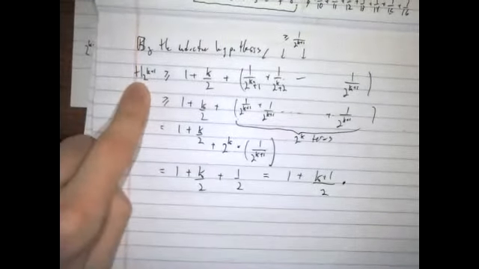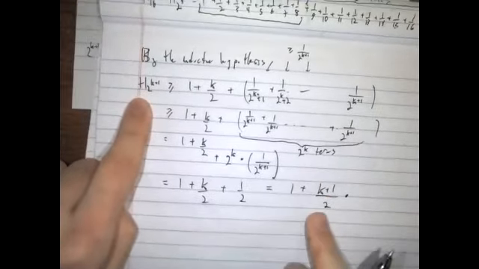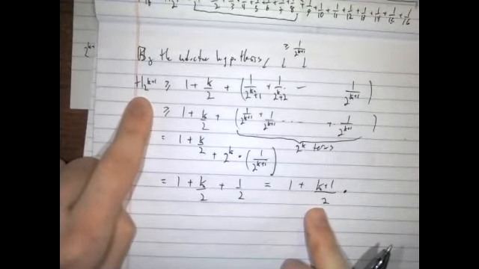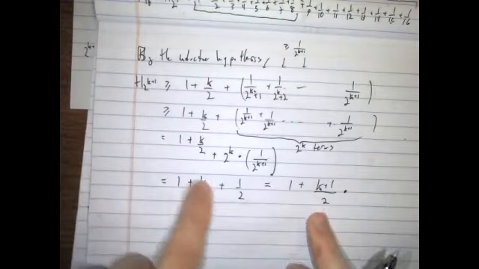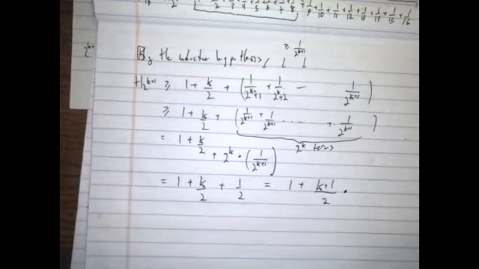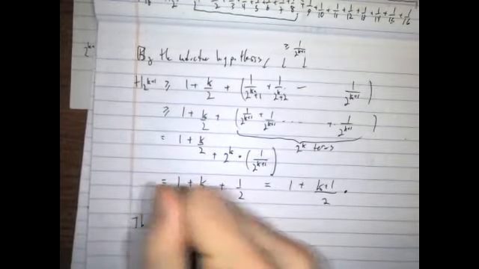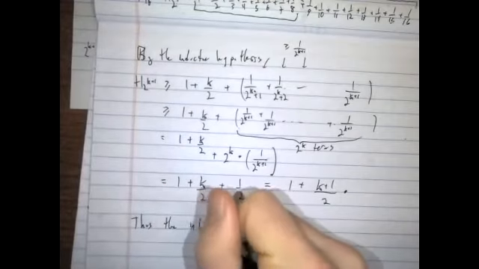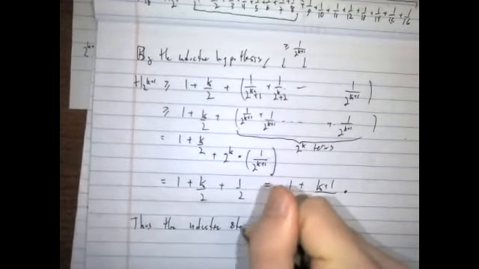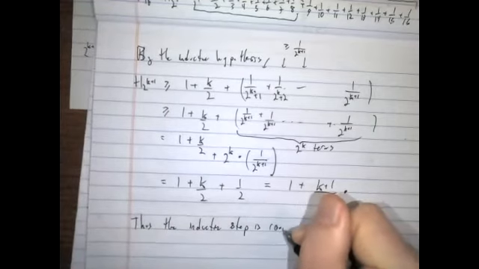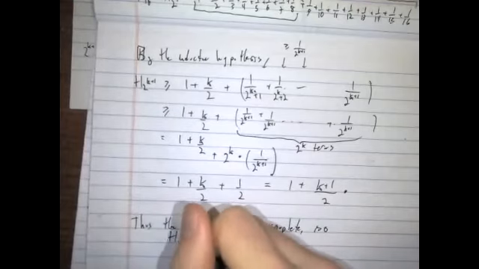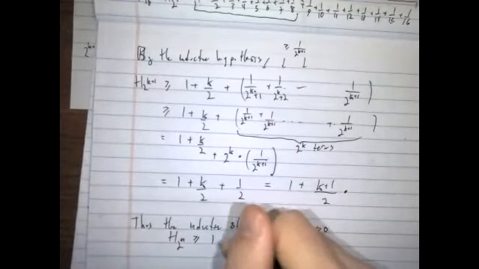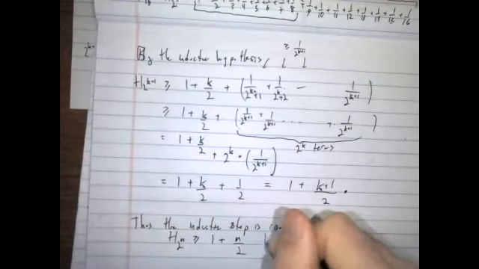So we have finally proven P of k plus 1, namely h of 2 to the k plus 1 is greater than or equal to 1 plus k plus 1 over 2. Thus, the inductive step is complete. So h of 2 to the n is greater than or equal to 1 plus n over 2 by induction.